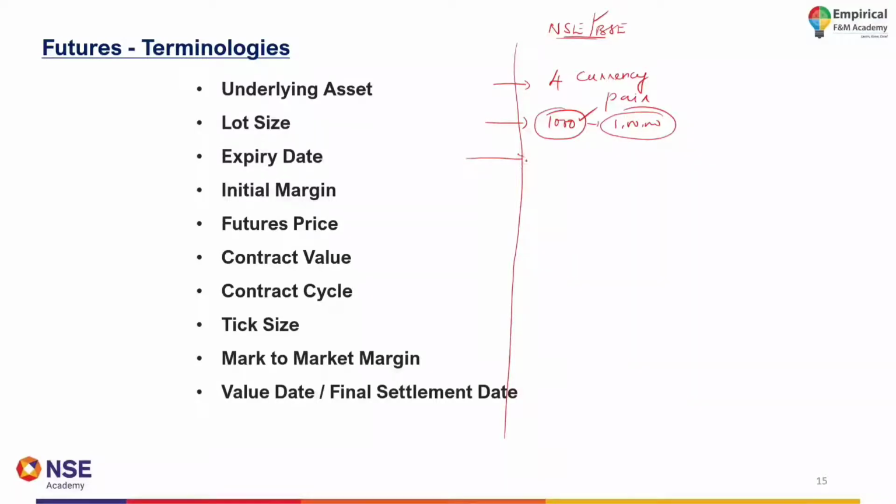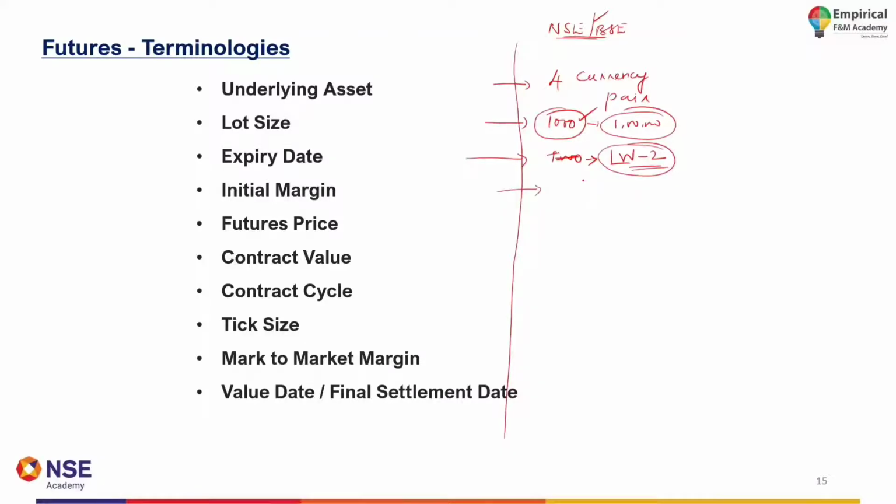Next, the expiry date, which is also decided by the exchange. For currency, the expiry date is 2 days prior to the last working day, which is nothing but your last working day minus 2 days. And that's what your expiry date is.